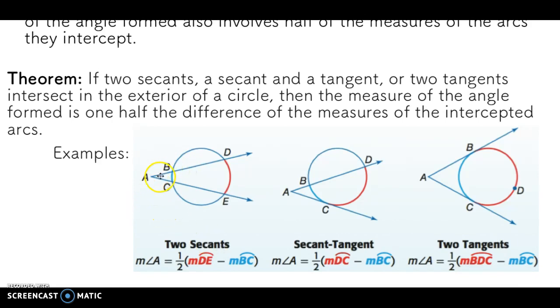Okay, so the measure of angle A is going to be equal to half of arc DE minus arc BC. Here the measure of angle A is going to be equal to half arc DC minus arc BC. And here the measure of angle A is going to be equal to half arc BDC minus arc BC. So the order of these does matter. It's the difference of the measures of the intercepted arcs, so you're going to look at half of the one that's furthest away minus the one closest to it. Clearly, the larger minus the smaller, so you do not get a negative number inside the parentheses.